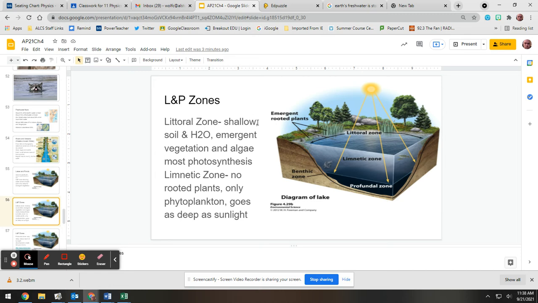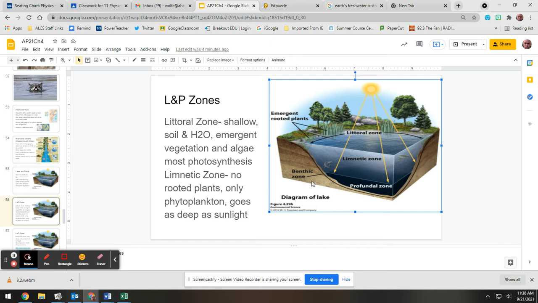The littoral zone is the shallow zone. You've got soil, you've got water, you've got algae, and you've got some photosynthesis going on here. This is your lakeshore. The limnetic zone, you might not have any rooted plants out here. You get some phytoplankton, of course, and it goes as deep as the sunlight can reach.